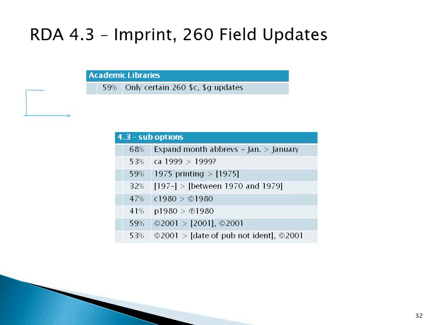And the reason why I want you to take a look at that is look at how the publics and the special libraries almost completely differ on that particular option. So the publics are embracing copyright changes, but they do hold back on spelling out abbreviated months. And contrary to academics, none are choosing the date of publication not identified as an option.